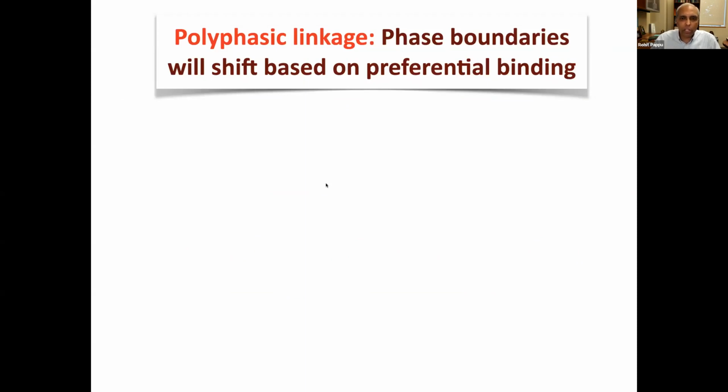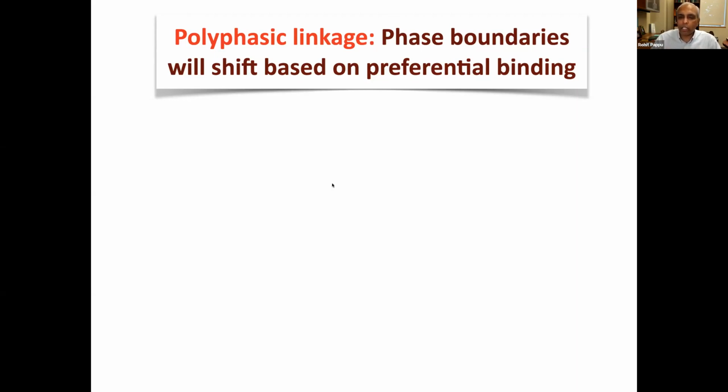What that leads to is this formalism of polyphasic linkage, which is simply the idea that given now a degree of freedom for binding, so the ligand has a choice between binding to the scaffold in the dilute phase or binding to the scaffold in the dense phase, there is no requirement that that binding has to be equivalent.